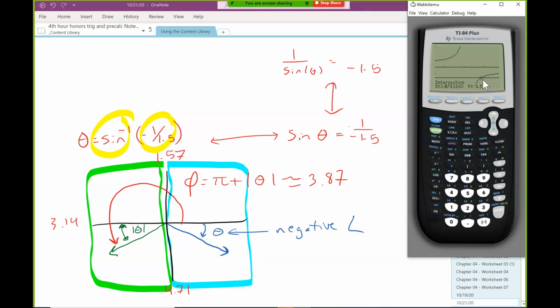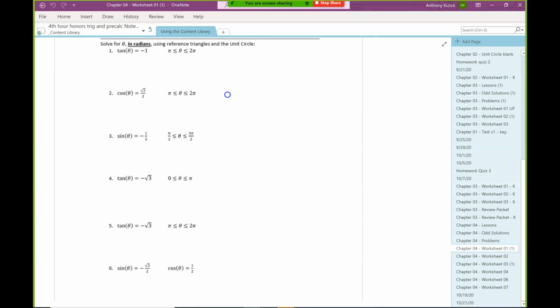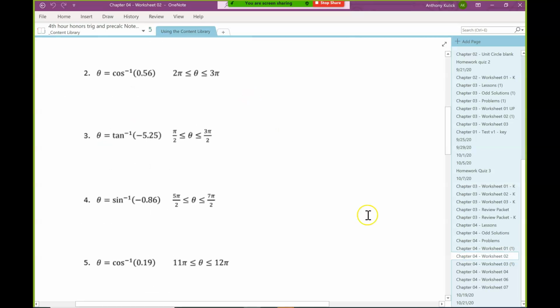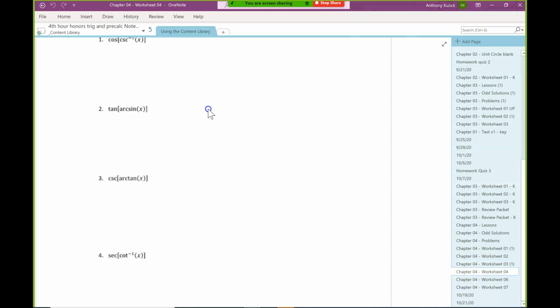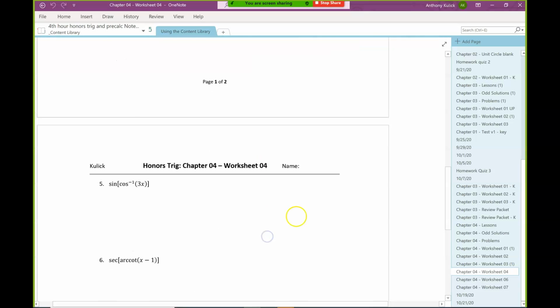Other homework questions? Okie dokie. So, for the rest of our time here, I put a bunch of worksheets into the content library. At this point, you guys should be able to do worksheet 1, worksheet 2, not worksheet 3, and worksheet 4. So 1, 2, and 4. And those will be part of the homework check on Sunday.